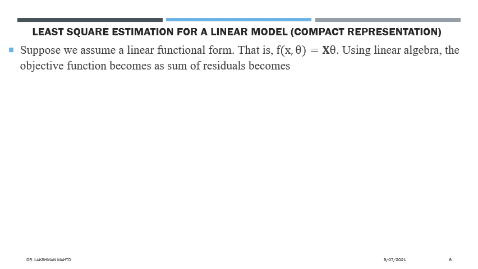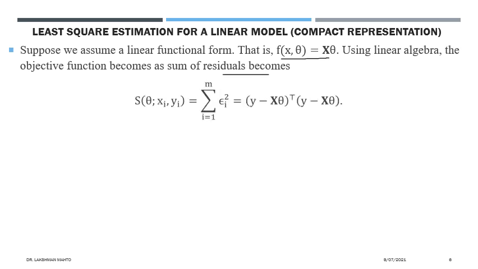Suppose we give the hypothesis function a simple form, this linear form. That means suppose the hypothesis function is a linear function of theta, and x is coming from some basis feature maps, depending upon what choice you want to take. Then using linear algebra, the objective function becomes a sum of residuals like this. This one is the compact representation in vector form.